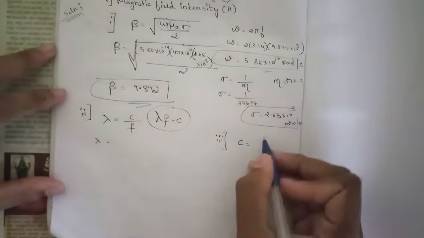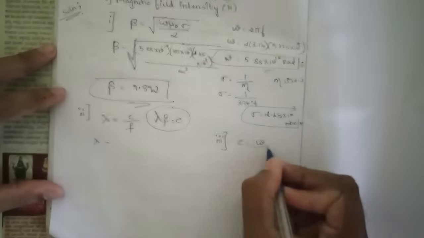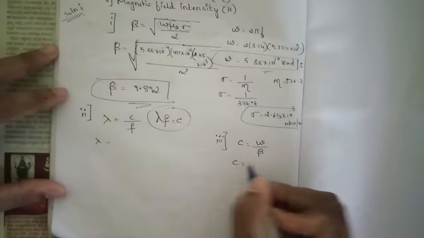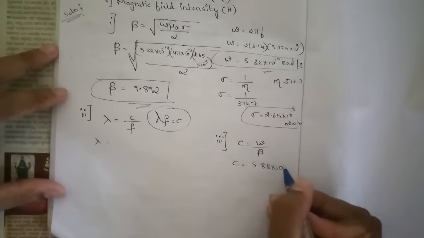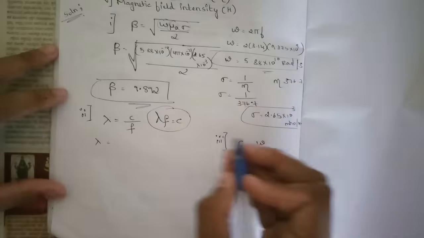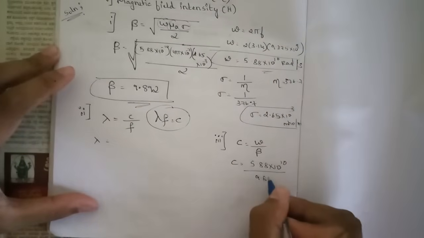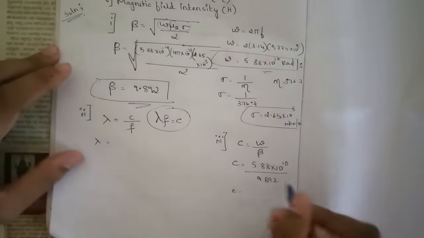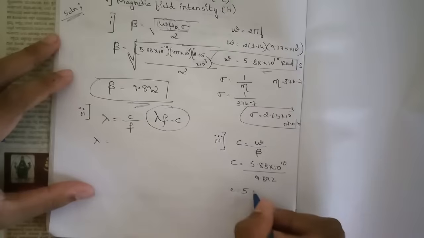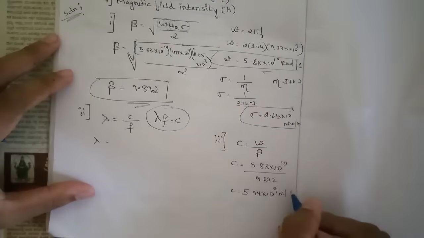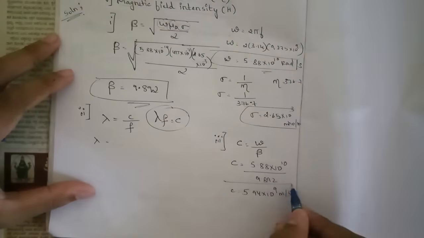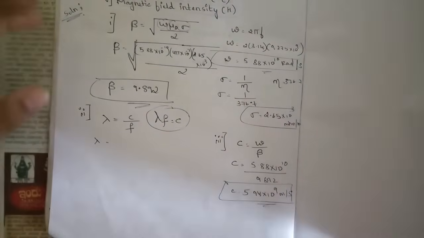We know that for velocity of propagation, the formula is omega by beta. So c is equal to omega, which we have just calculated, that is 5.88 into 10 power 10, divided by beta, which we just got as 9.892. And if we simplify this, we are going to get our answer as 5.94 into 10 power 9 meter per second. So this is the value of velocity of propagation of light. So this value we are going to substitute back here.